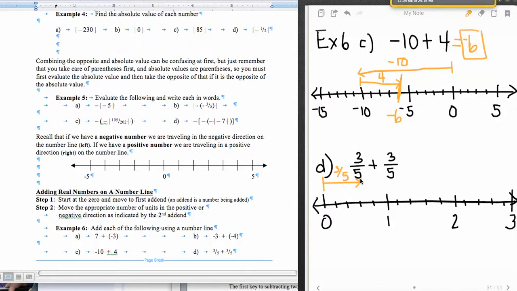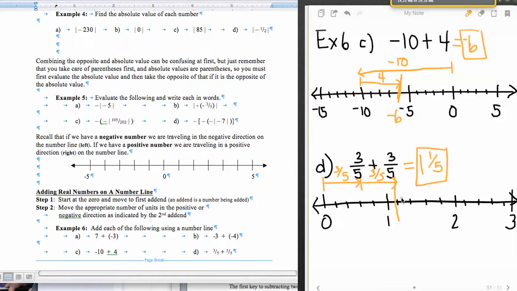Now from there, I'm going to move 1/5, 2/5, 3/5 more. And that is going to give us our answer there. So we have that 3/5 plus 3/5 is equal to 1 and 1/5. And you see how nice it is to read it from the number line there in terms of a mixed number. And then you could also read it as an improper fraction as well, but you know my preference on improper fractions.